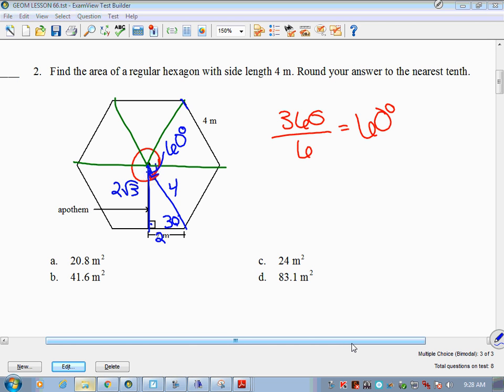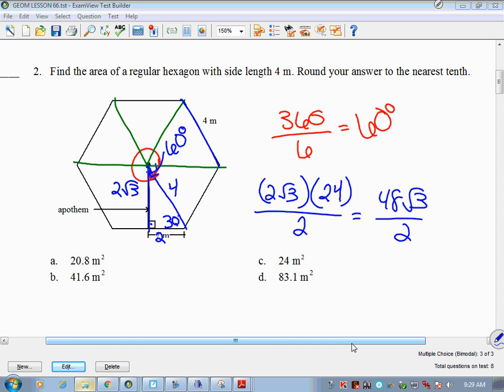Okay, if one side of this measures 4, how am I going to find the perimeter? What is 4 times 6? 24. So I've got my perimeter. We said that my apothem was 2 radical 3. Let's divide by 2. Well, what's 2 radical 3 times 24? What's 2 times 24? So I'm going to get 48 radical 3 divided by 2. Well, what's 48 divided by 2? 24 radical 3, right?